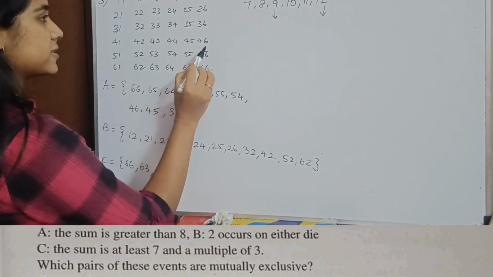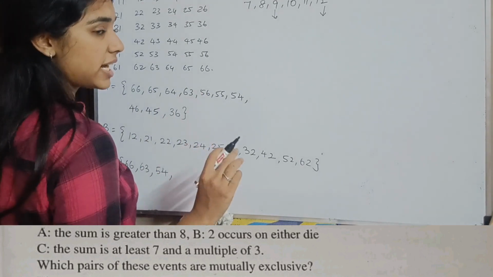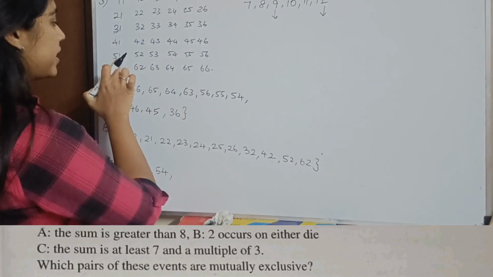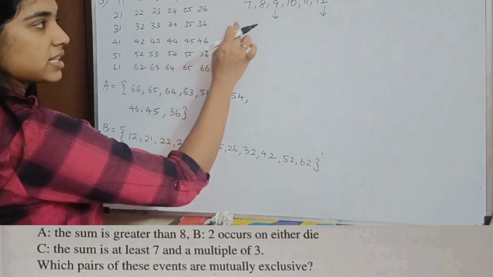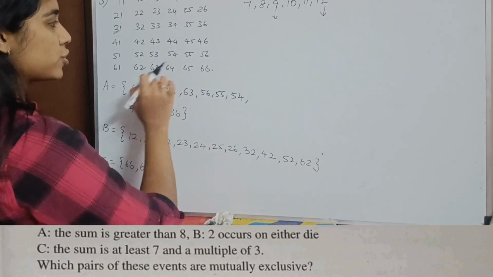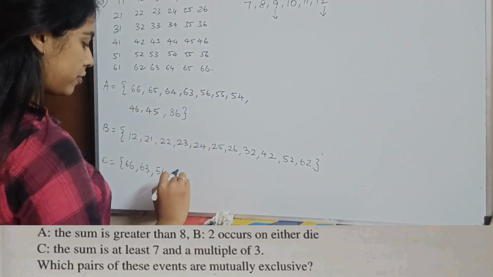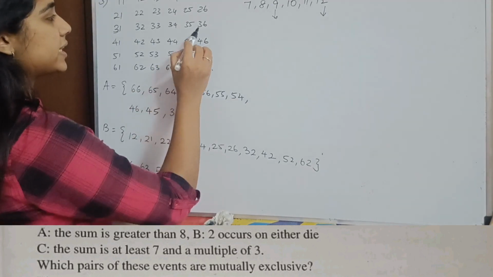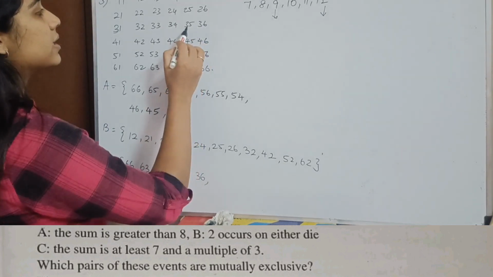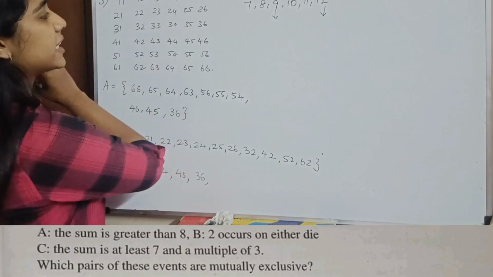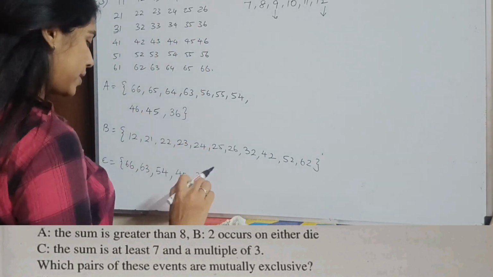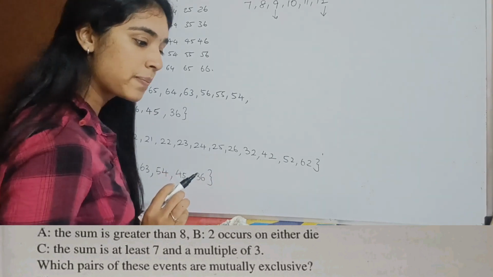Then I have 5 plus 4, 9. What else? Nothing else. It has to be a multiple of 3, but the sum has to be at least 7. So I am not taking 5, 1 because the sum is 6. The sum has to be at least 7, which means 7 and above. Correct? So 5, 4 is done. Then what is my possibility? I have 4, 5. Then what else? I have 3, 6. Then I have nothing else. Okay? So this is my last number. So my sample space for C will be this.